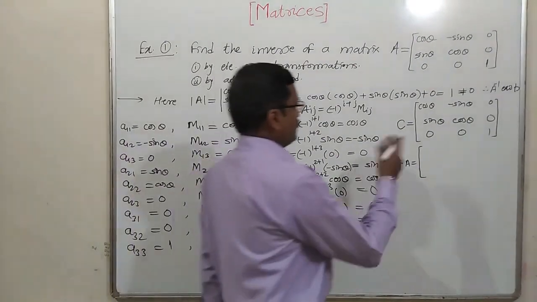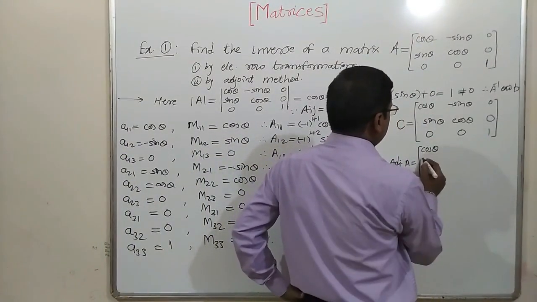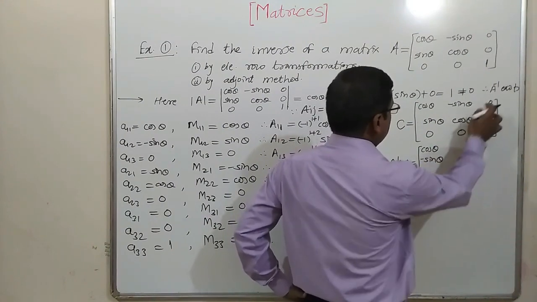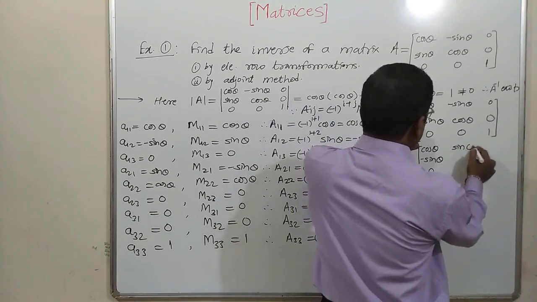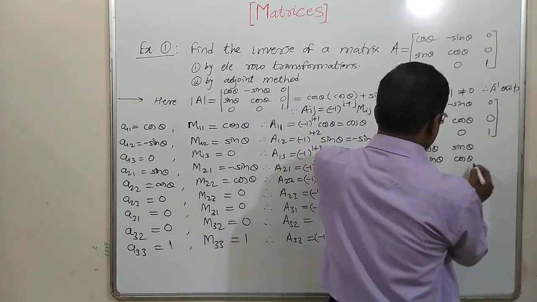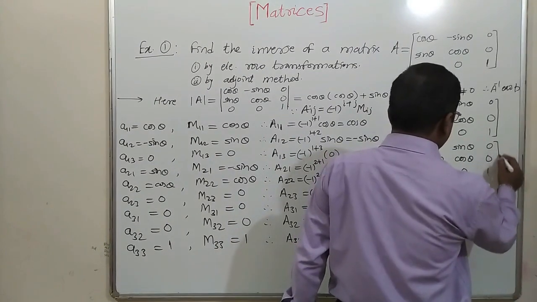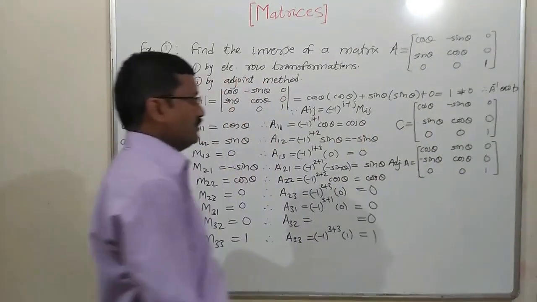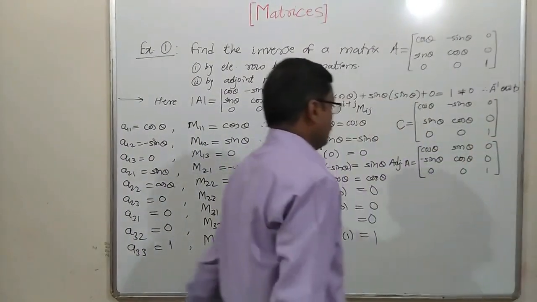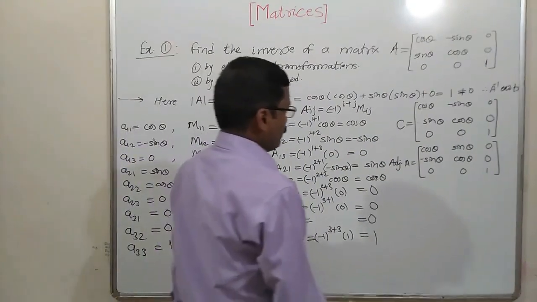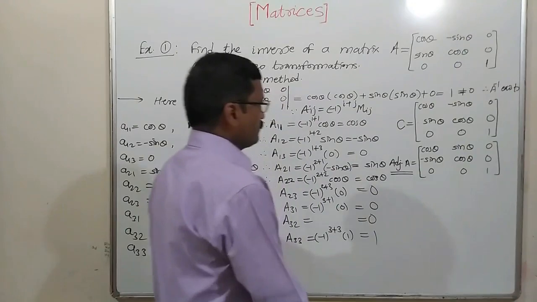Now in adjoint, let us change the rows into column. So we get cos theta, sin theta and 0. Second row is minus sin theta, cos theta and 0. Last one is 0 0 1. No change in that row and column, because third row and third column both are identical. So adjoint of A here we get equal to this.